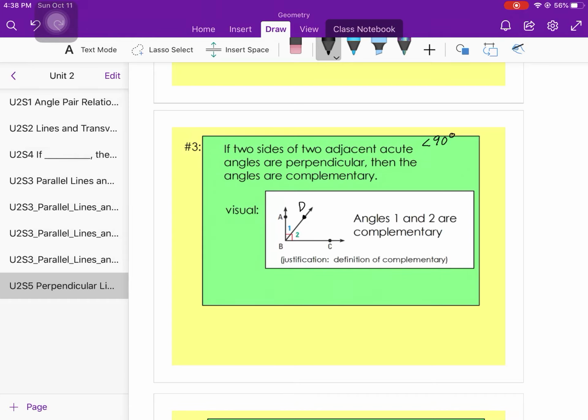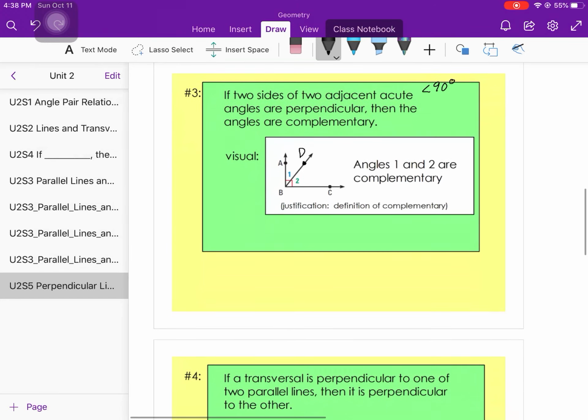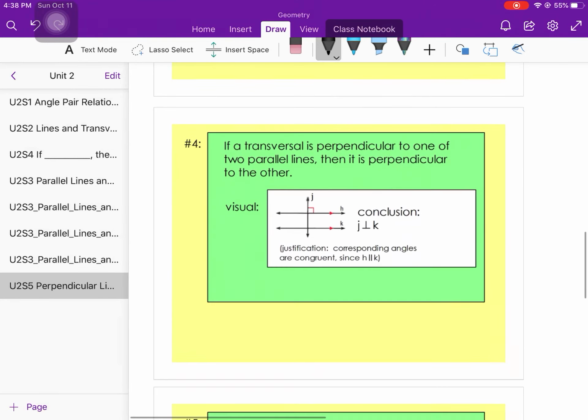That one's pretty self-explanatory, because if they're perpendicular, they have to meet at a 90-degree angle, and complementary just means they add up to 90. So not much to justify there.